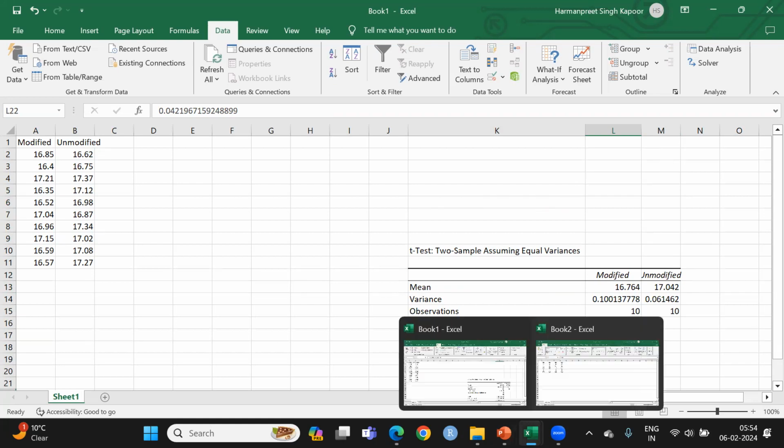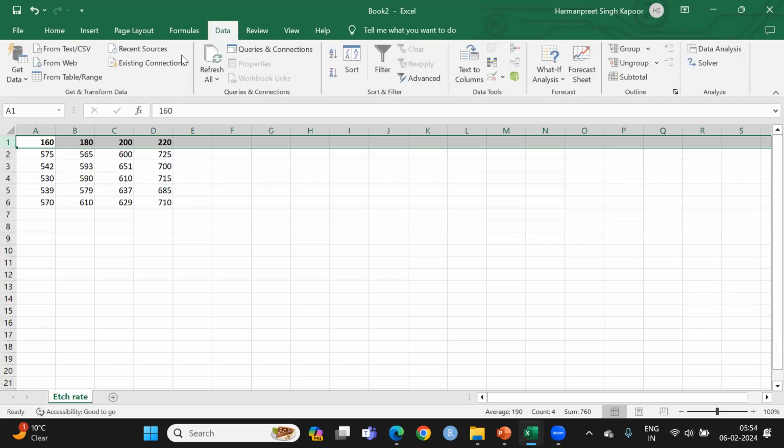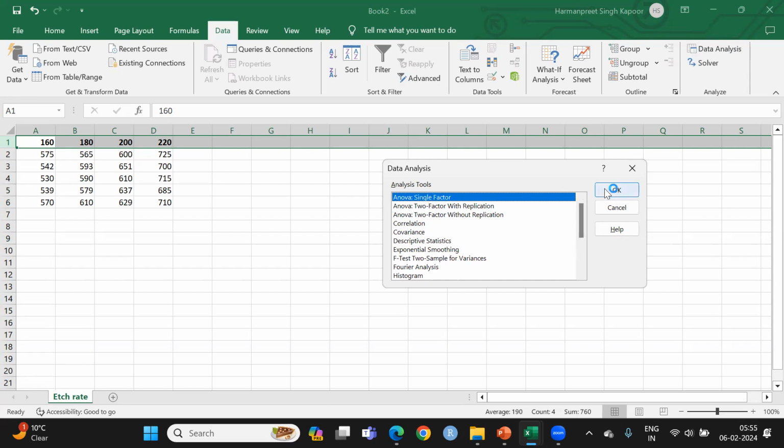Now coming to how one can implement ANOVA. As already discussed with you, we have four levels and we can't implement a t-test, because a t-test can only be implemented when we have two groups, and for more than two groups we go with ANOVA. So how to implement ANOVA? First we have to go to data, then to data analysis, then select ANOVA: single factor, click on OK.